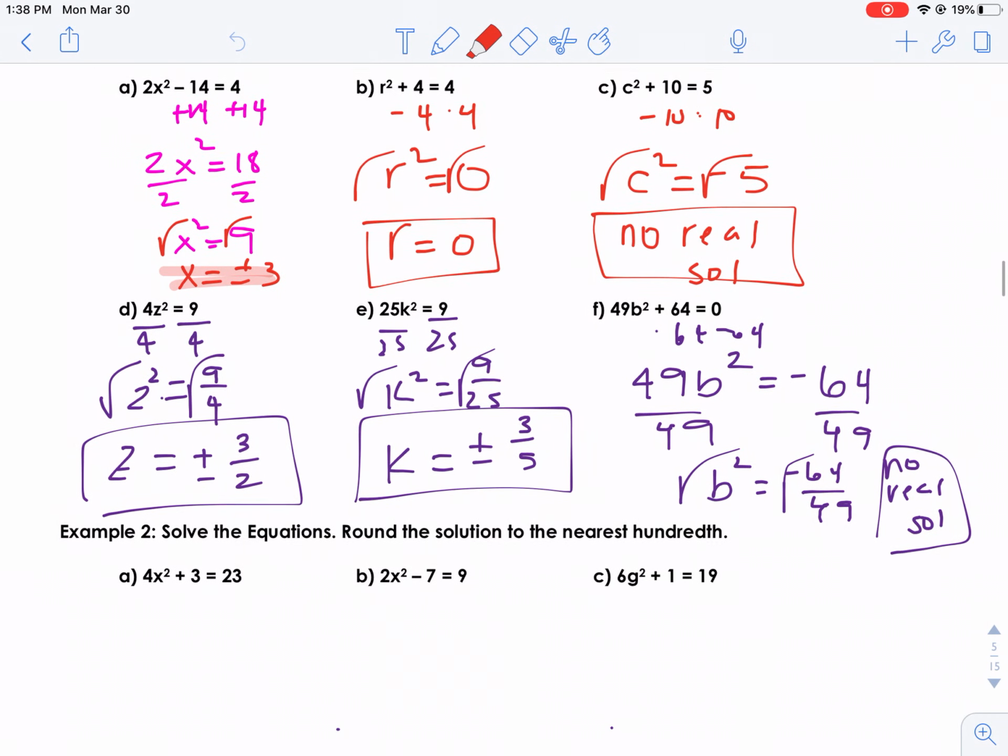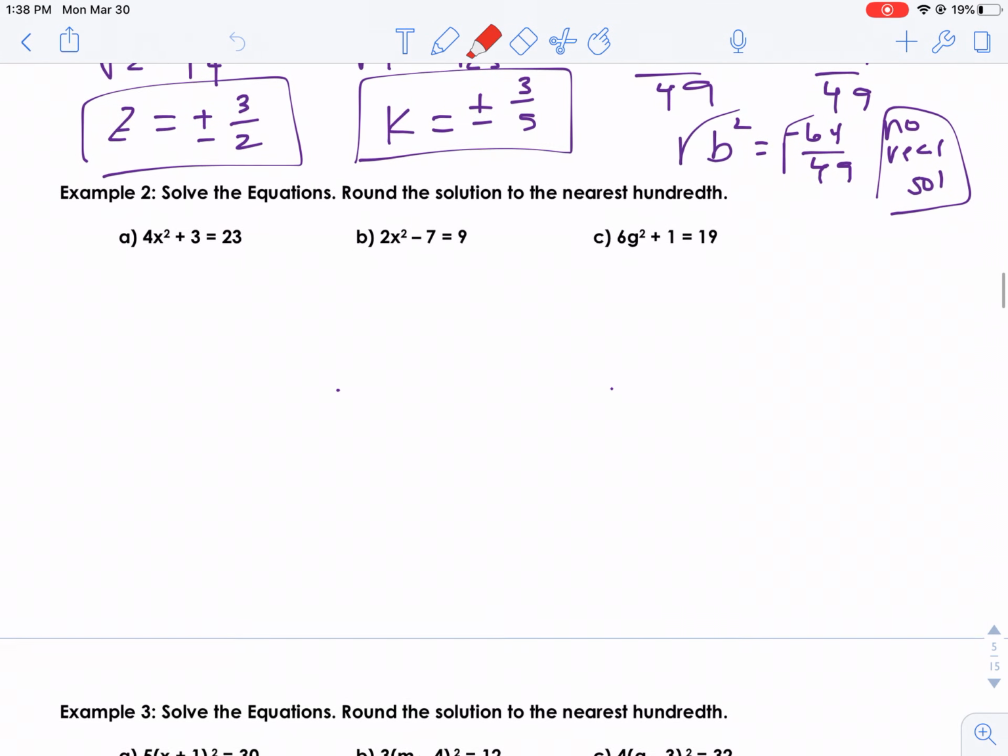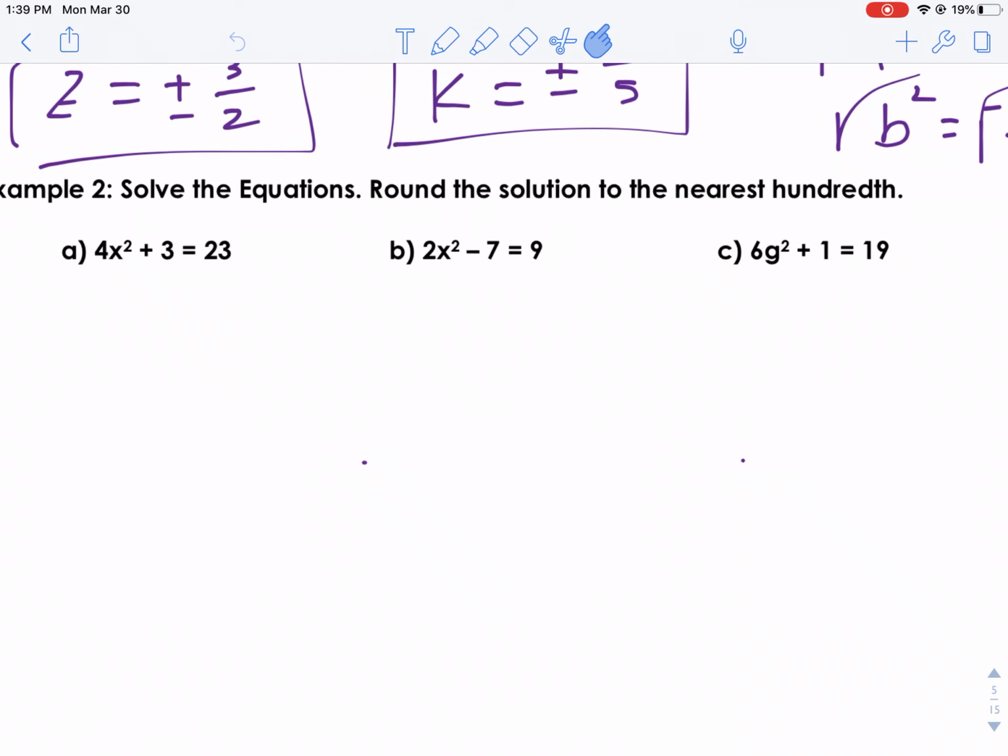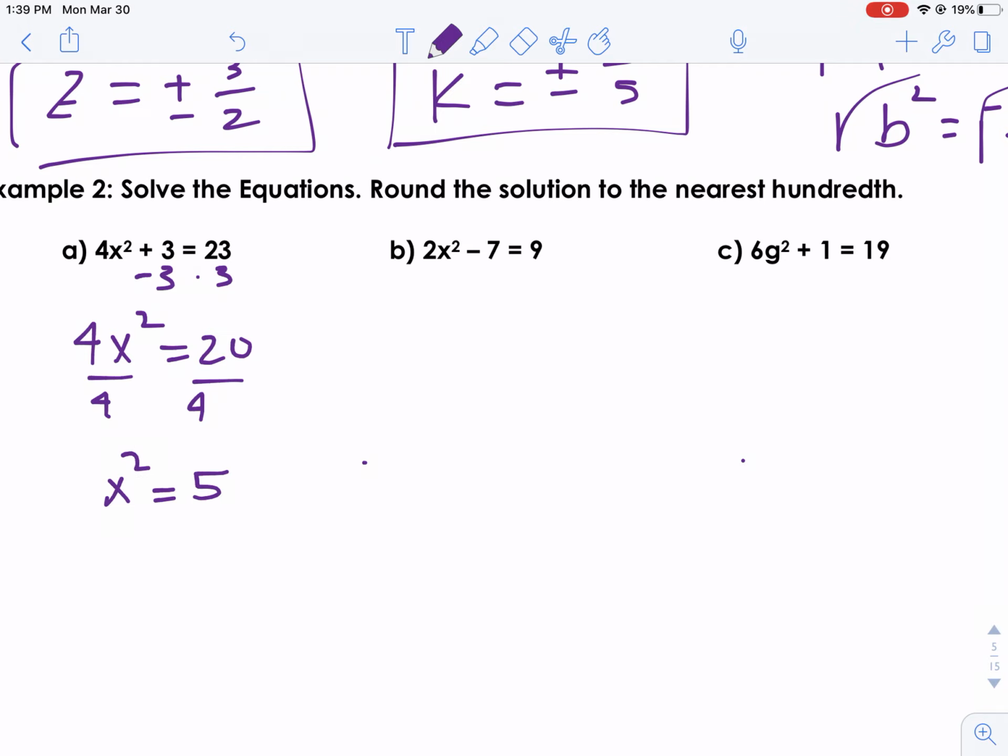All right, looking at today's, we're going to be solving equations. They'll get a tiny bit more complicated. So again, in solving these equations, our goal is to isolate the value that's being squared. So for example, in A, we have 4x squared plus 3 equals 23. So we want to isolate that x squared. So we're going to start by subtracting 3. So we would have 4x squared equals 20. We want to divide both sides by 4, and we're left with x squared equals 5.